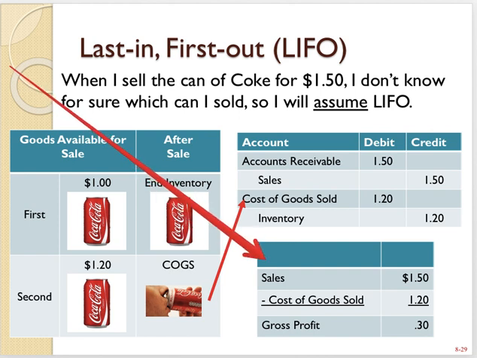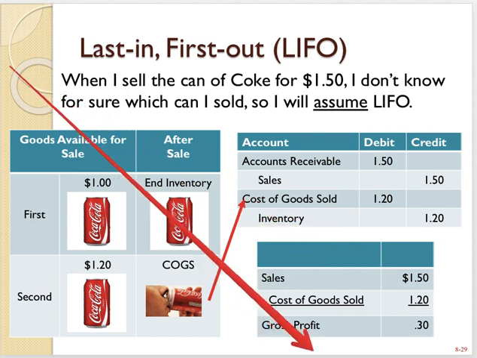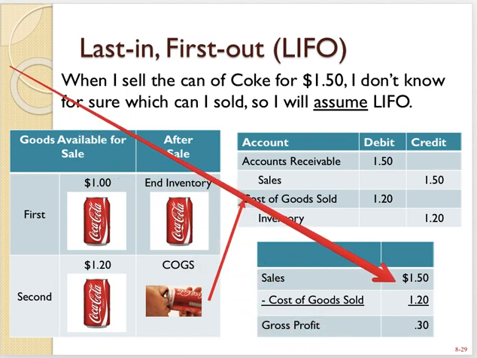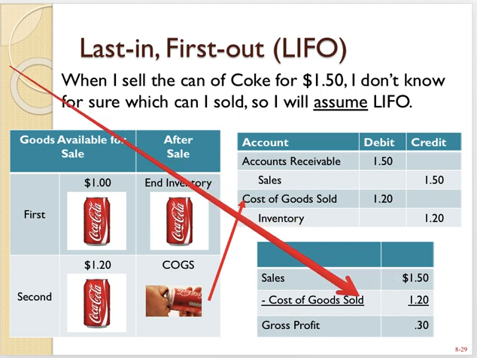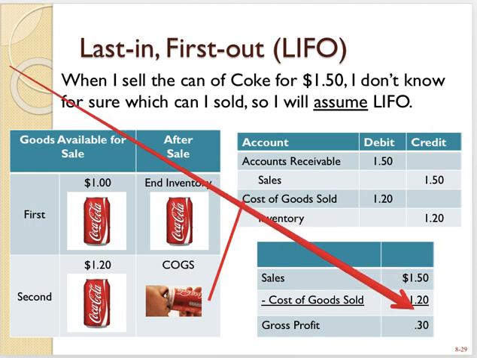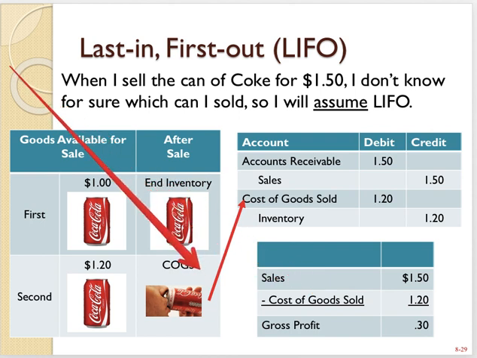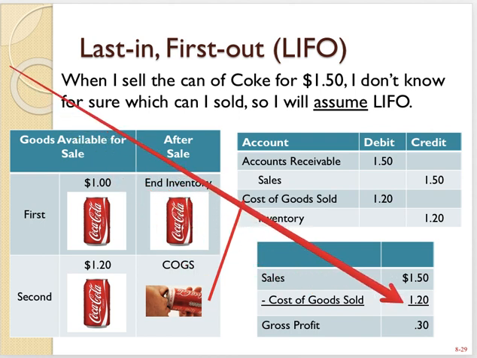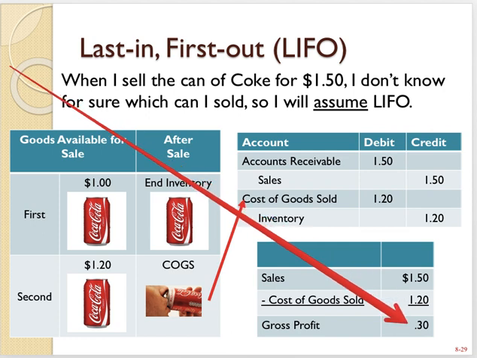Now, when you calculate your gross profit, sales is still the same, still $1.50. That hasn't changed. But what's different is now the cost of goods sold under LIFO is $1.20, because we're going to use the last thing that we bought as our cost of goods sold. We're going to assume that's the can that was sold. And then our gross profit becomes 30 cents. So now, again, we're going to compare the methods.